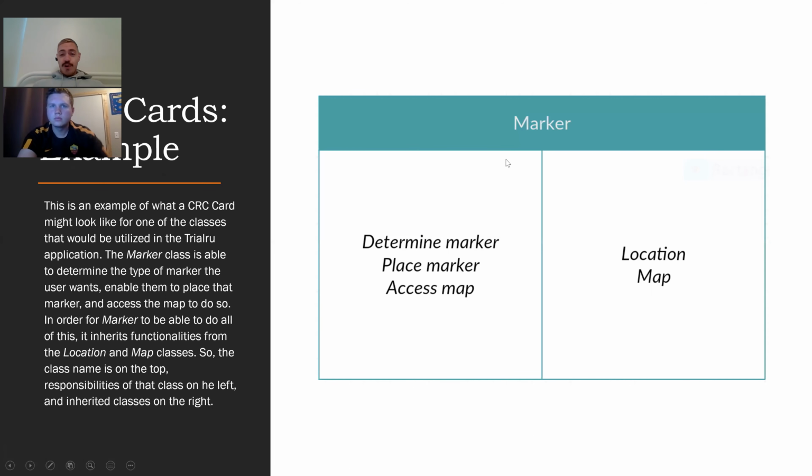And so the marker class would determine the marker, give the user the ability to pick what type of marker it is, give the ability to the user to place the marker, and it would also have to access the map. And so there would also be a location class and a map class. So the marker class will know where the user is, and would also have access to the map so it can determine where to place the marker, where the person is, and also have the map so the marker can be placed. And so that's just a simple representation of how a CRC card would work if you were to do one for a class in our application, or any class really in any application.